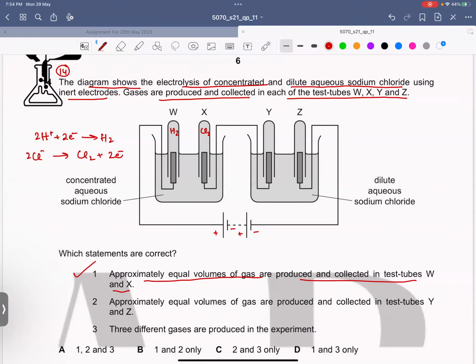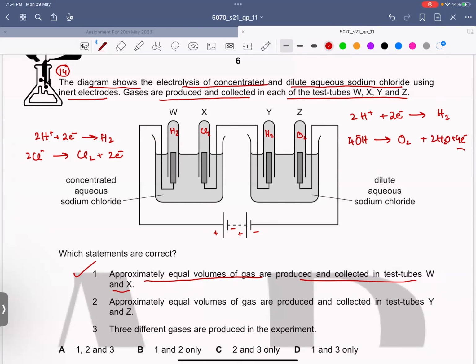And here it's dilute aqueous sodium chloride. So here we will get hydrogen and here we will get oxygen. If you look at the equation for the formation of hydrogen, 2 moles of electrons give you 1 mole of hydrogen. But in case of hydroxide ion, what would happen? Oxygen is being formed by release of 4 moles of electrons.